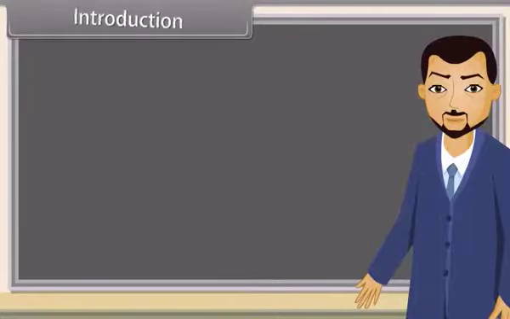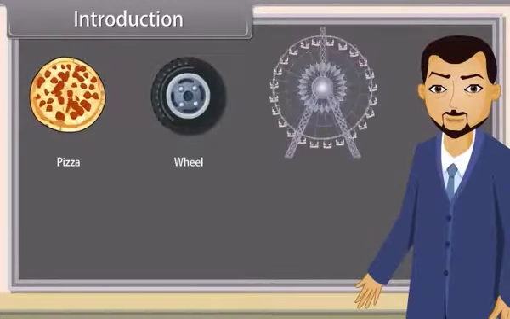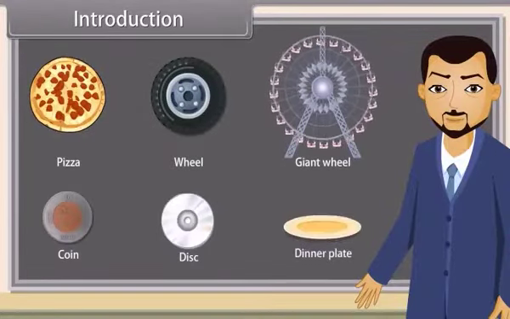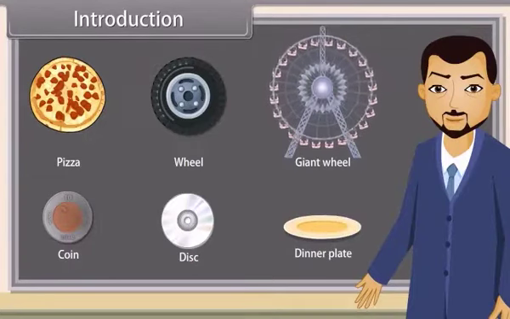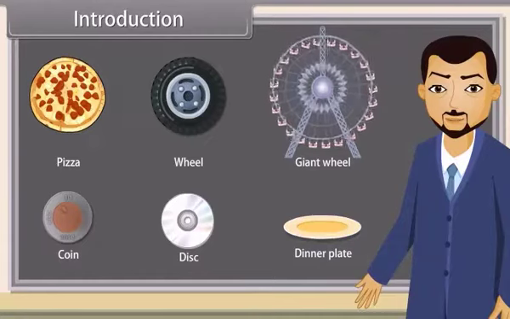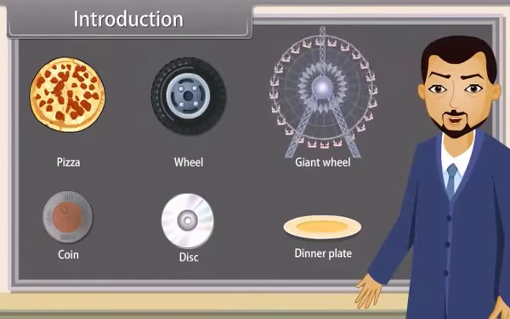Introduction. Look at these things: pizza, wheel, giant wheel, coin, disc, dinner plate. All these are examples of circle. Today we will study about circles and the properties of circles. Come, let's start.